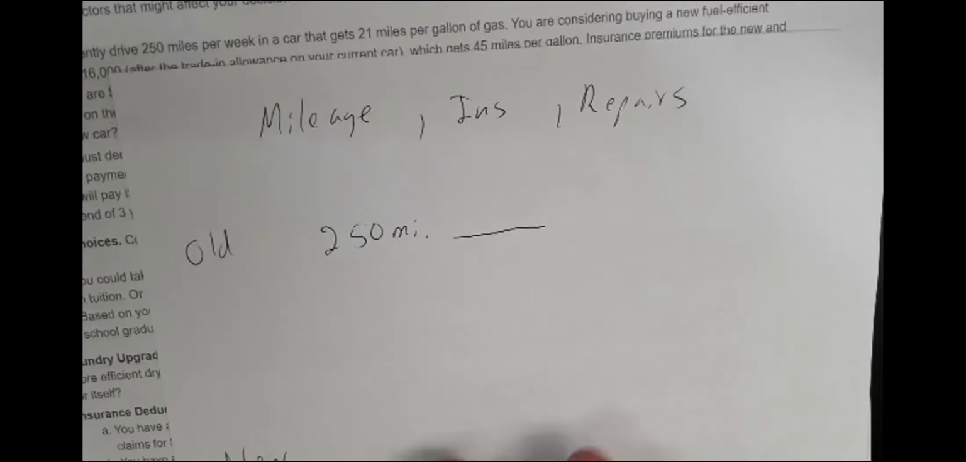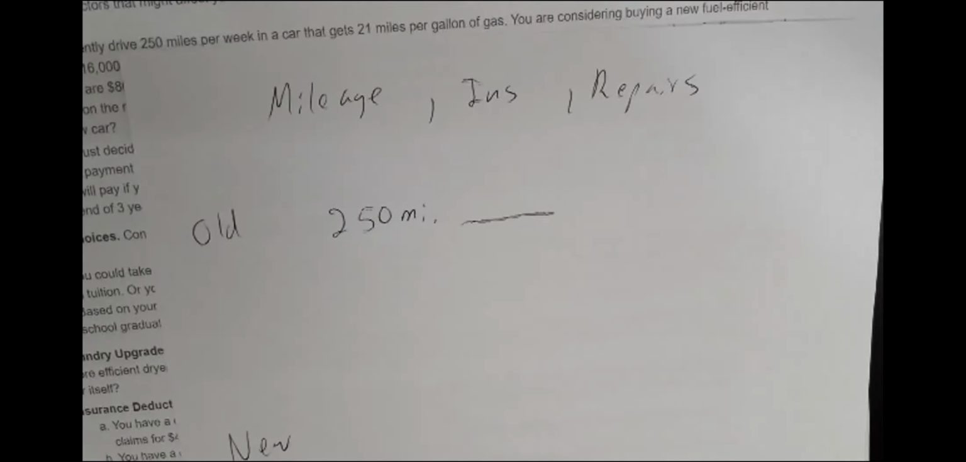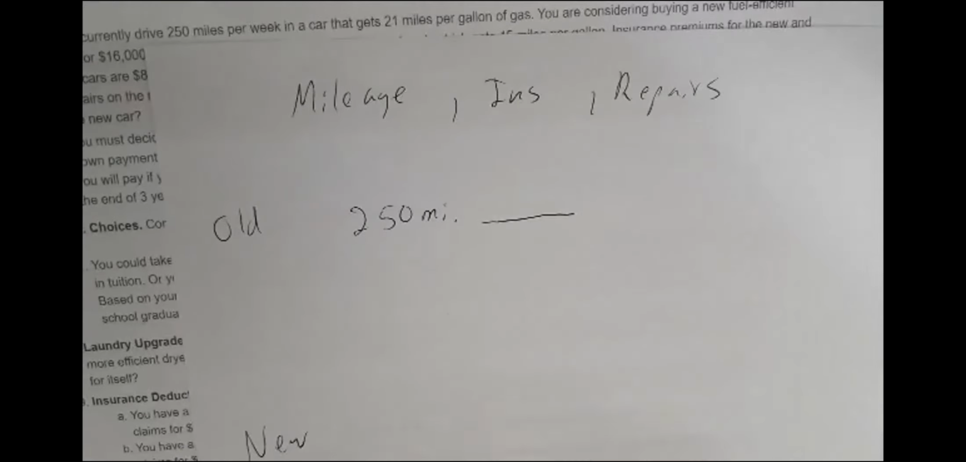So they tell us something about the old car: it gets 21 miles per gallon. If we want to figure out how many gallons of gas our old car is using per week, how would we figure that out? For driving 250 miles and it's getting 21 miles per gallon.